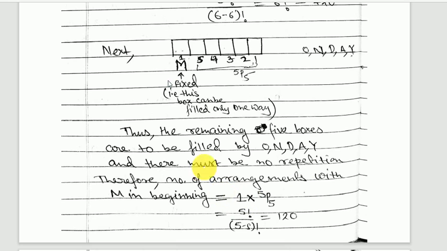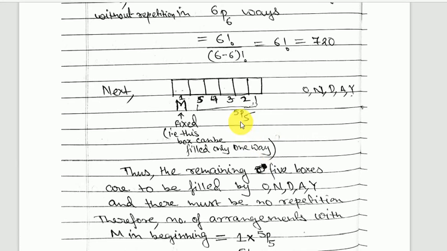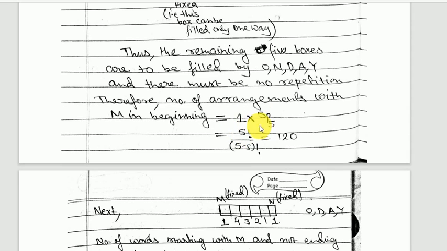So this one is for this box, which can be filled one way. So 1 into, and the remaining can be filled in 5P5. Because here actually this is 5 into 4 into 3 into 2 into 1, so this can be done as 5P5. Because the remaining 5 boxes are to be filled by 5 different letters, taking all 5 at a time. That's why 5P5. Done.